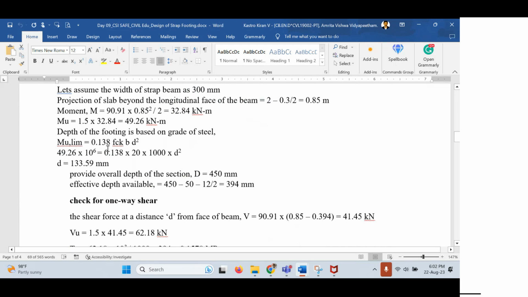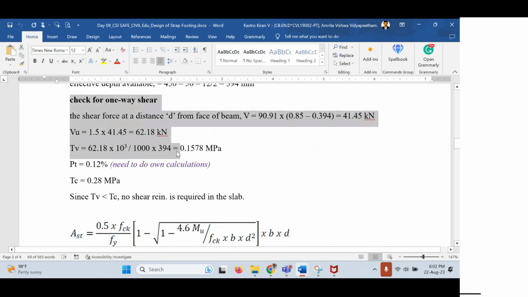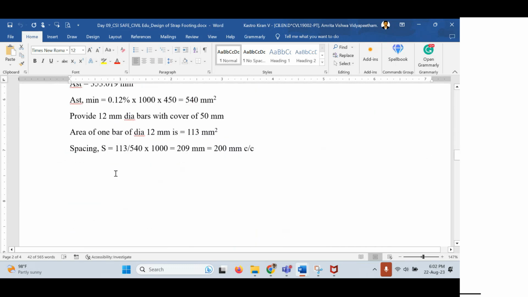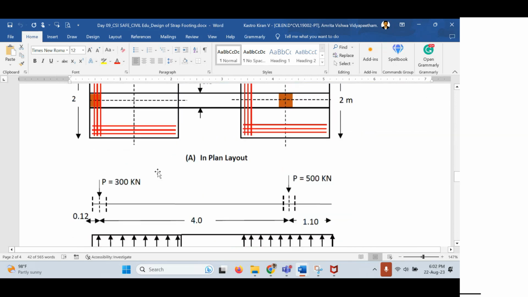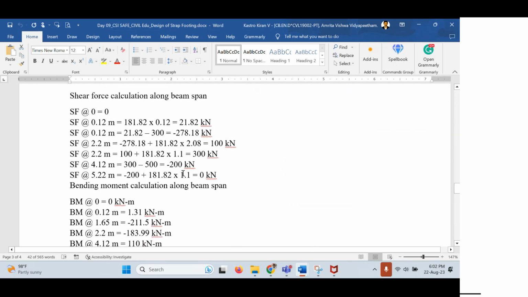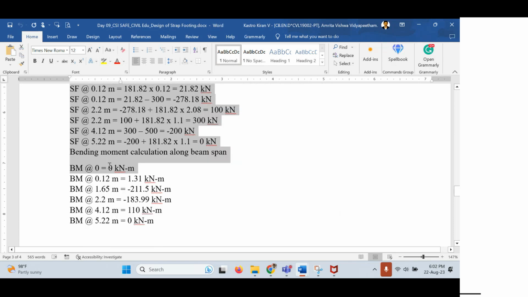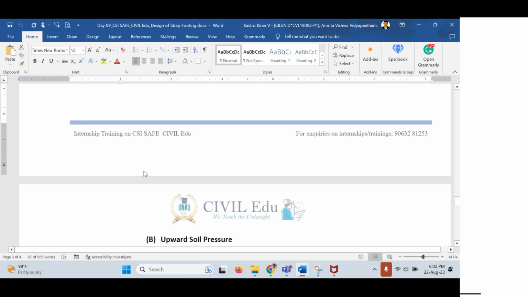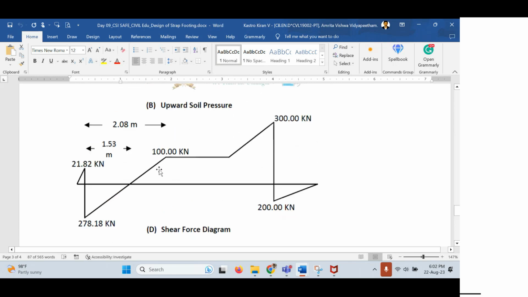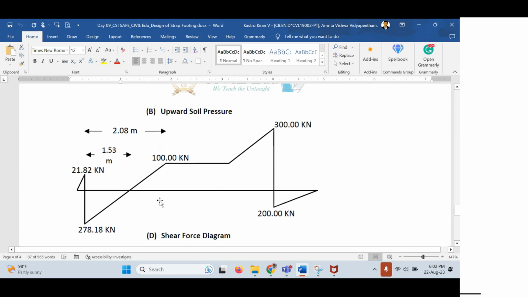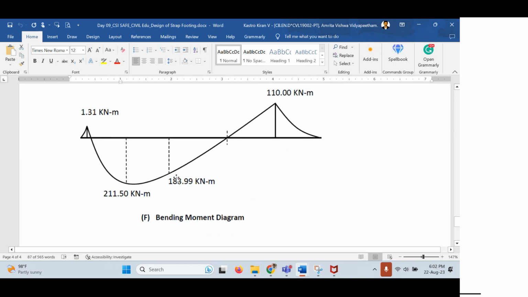Then we found out the one-way shear calculation, and then we decided the spacing and all these rough parameters. And then we finally found out the shear force and bending moment at each and every point. So shear force at a distance of 0 meters, at a distance of 0.12 meters. All these things we have done with respect to shear force and bending moment. And this is how we got the shear force diagram, and this is what we got as the bending moment diagram.